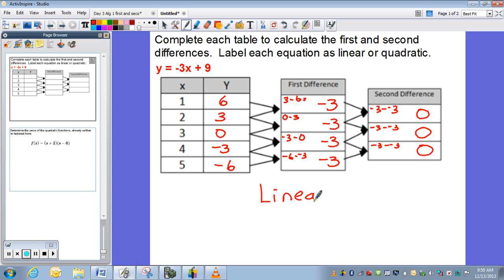How would my function be quadratic? How do I know it's quadratic? What do I have to see for my second difference? If it's not 0, then it's quadratic. All right, excellent. Thank you so much.